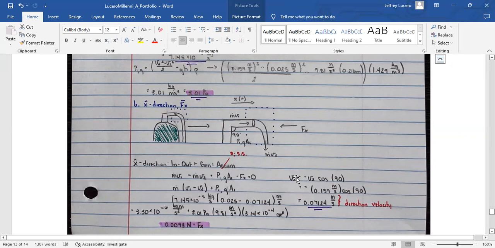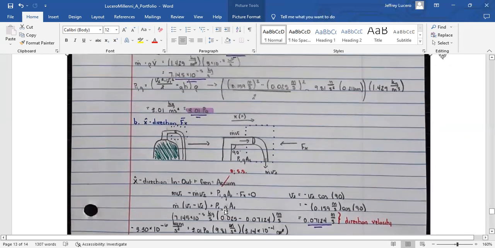V2, the velocity in the X direction, is 0.07124 meters per second. Then we can substitute that in for the velocity of V2, and we get 0.093 newtons for the force of X. And that's it.